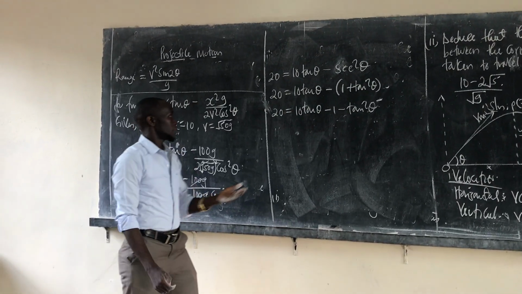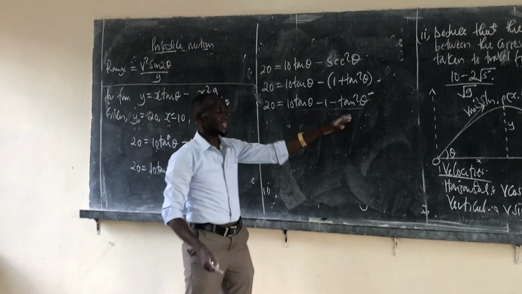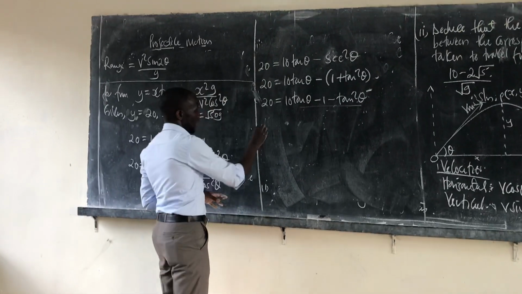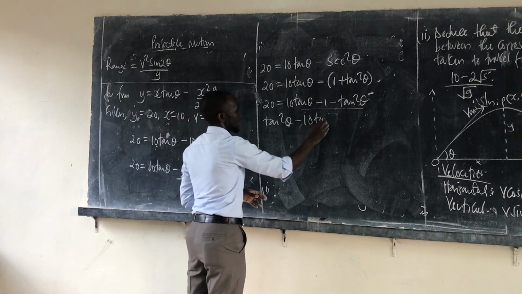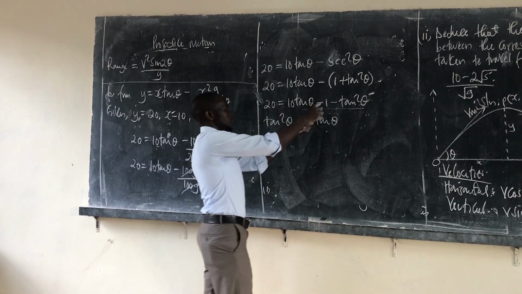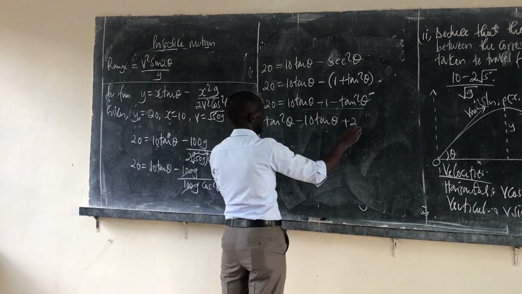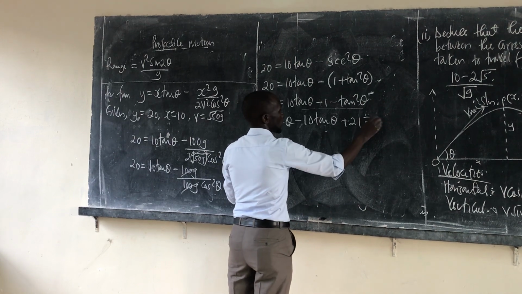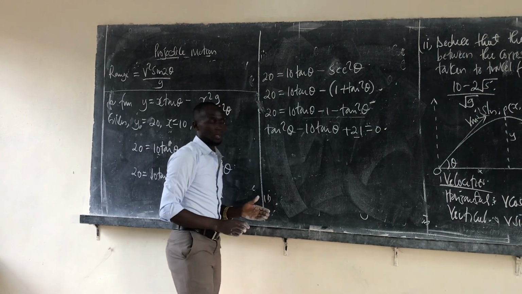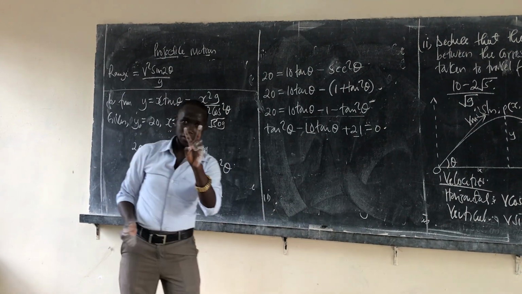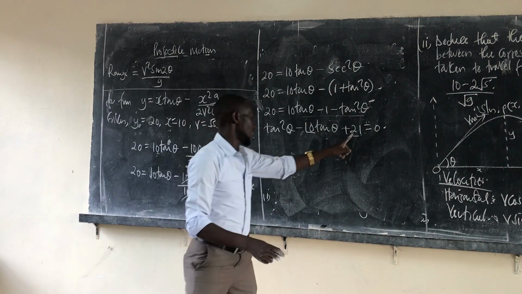You can do 2 things here. You can either bring everything to this side and rearrange, or bring this to this side and divide through by negative. So we shall have tan squared theta minus 10 tan theta, and if negative 1 crosses, it becomes positive, so plus 21 is equal to 0. The other side has nothing now. The product is now 21. The sum is negative 10. We need 2 values whose sum gives us negative 10 and whose product gives us 21.